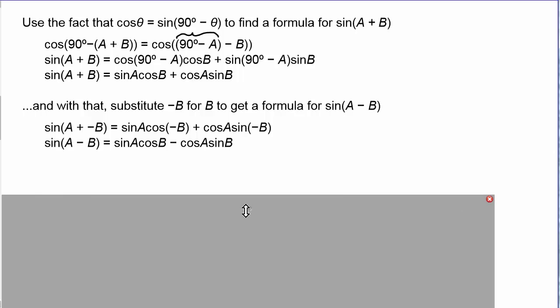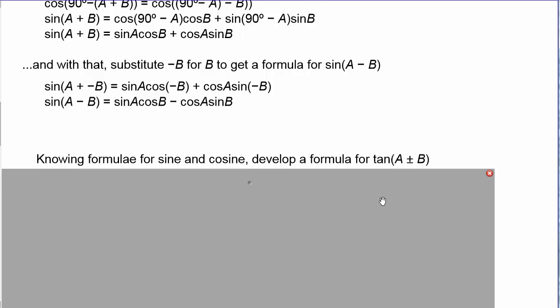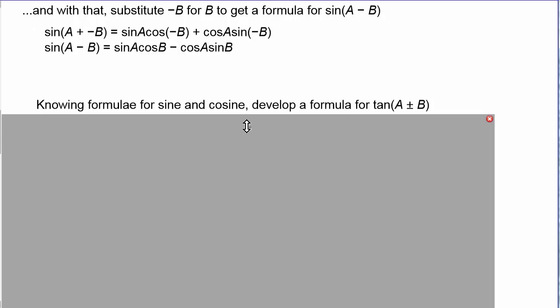So I want to ask you to use the formulas for sine and cosine, and remember that tangent is just sine over cosine. You can take these formulas, make a ratio, and see if you can simplify it a little bit, and you should develop a couple of formulas for tangent of a plus or minus b. Go ahead and do that, and then we'll give you the big summary.